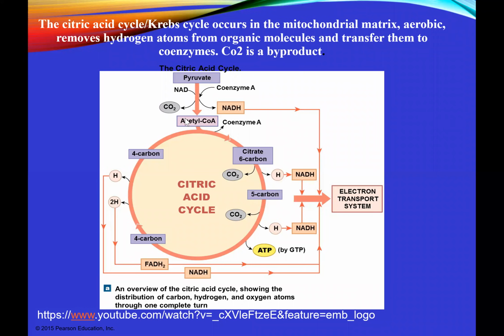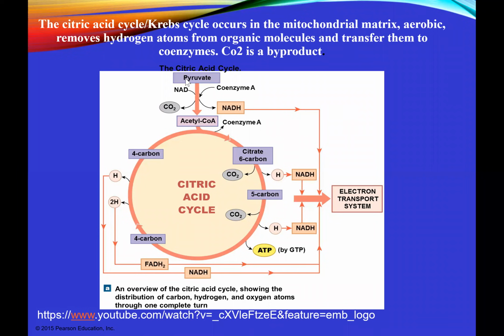Acetyl-CoA then combines with a cycle that is happening in the mitochondrial matrix. It is called the citric acid cycle, also called the Krebs cycle, named after Hans Krebs, who discovered the cycle. He got a Nobel Prize for this. So this process can happen only in the presence of oxygen.